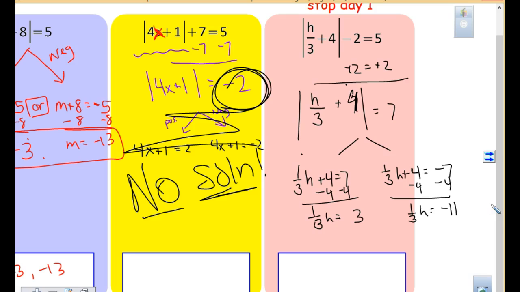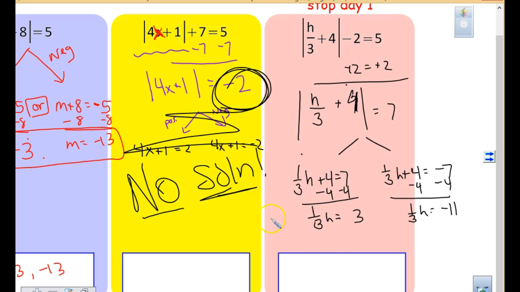As we are taking a look at that, next step. What am I going to do next, Lulu, in the first one? First one? The 1/3 h equals 3. Oh. We're going to divide by -3. No? Multiply by divide by 1/3. Divide by 1/3.